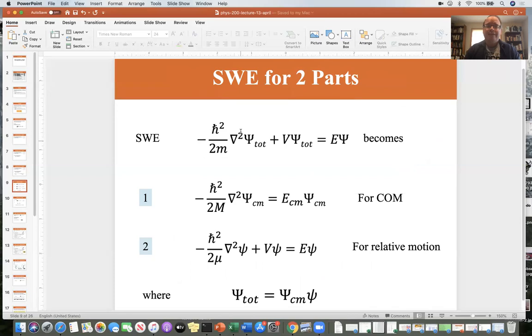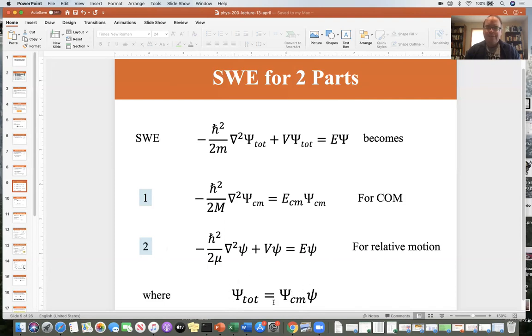If we do that, then the Schrodinger wave equation for the total wave function, psi tot on the right-hand side, breaks up into two parts. One part for the center of mass motion, and a second part for the relative motion. You'll know where the wave function then is the product of the center of mass wave function and the relative wave function.